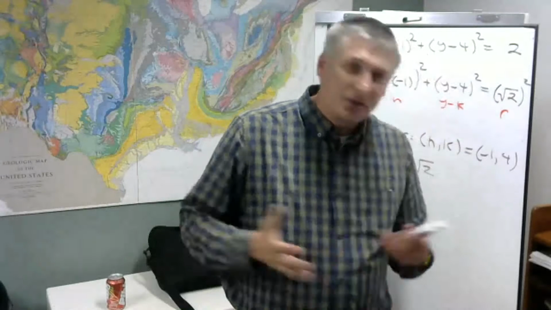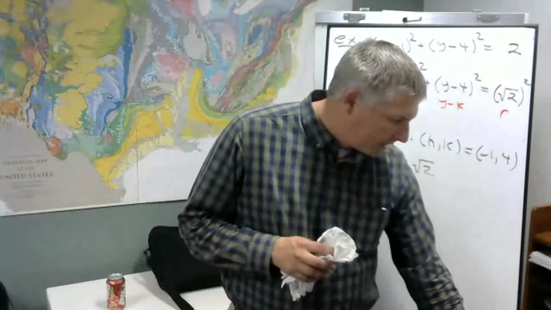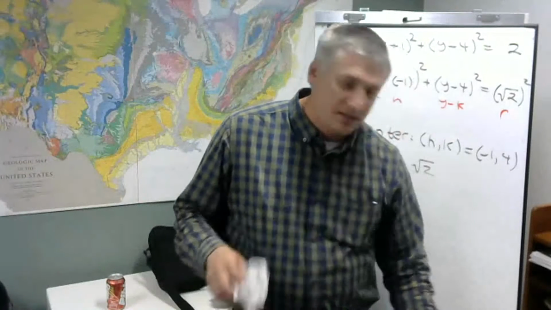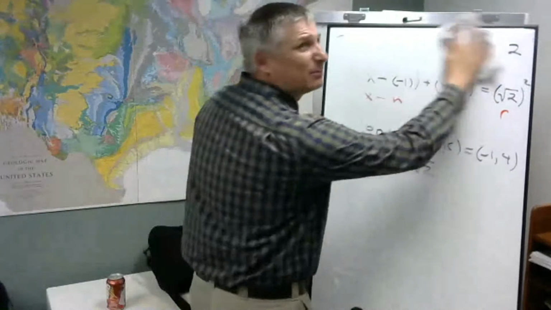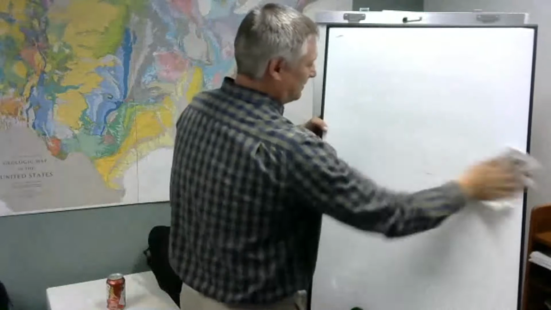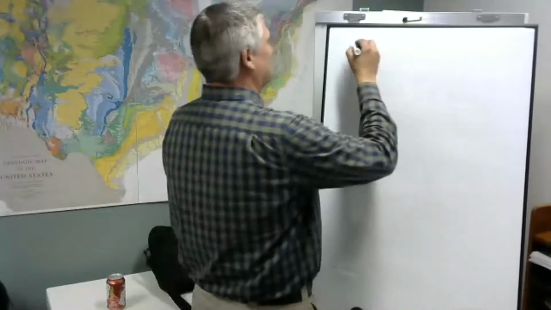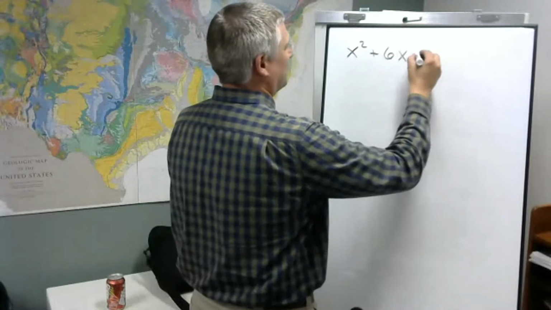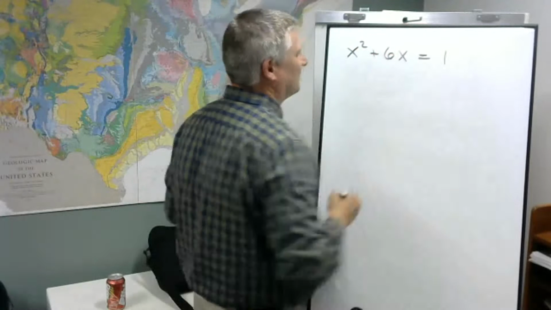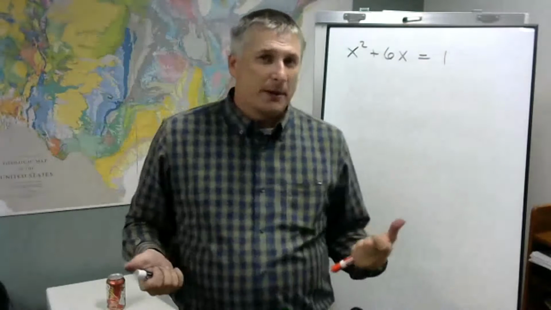Now, lastly, a question that comes up with circles is putting them into standard form when they're decidedly not in standard form. And to do this, we have to complete the square. Now, let's revisit completing the square. Let's say we have something like this, and we want to try to solve this by completing the square.